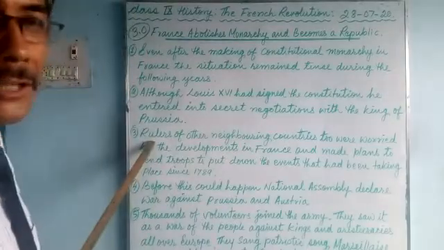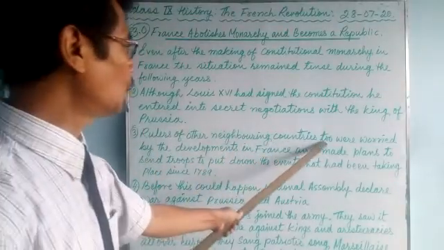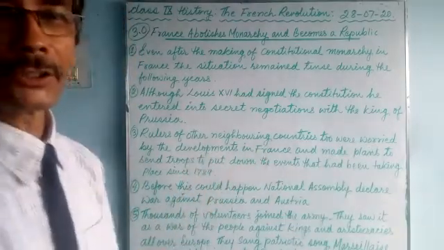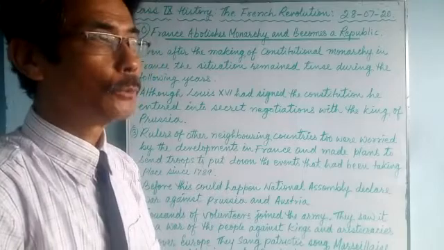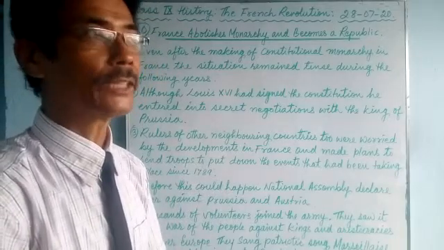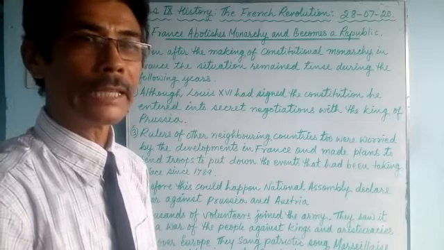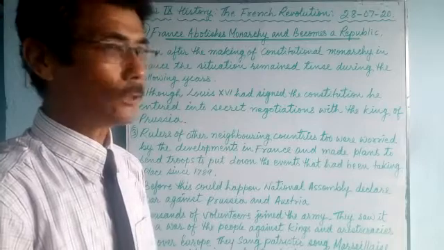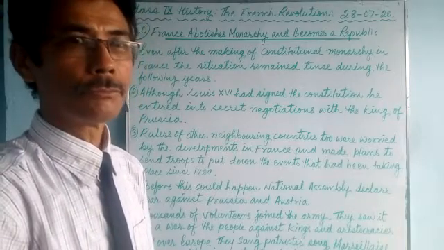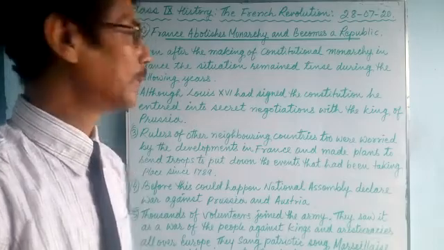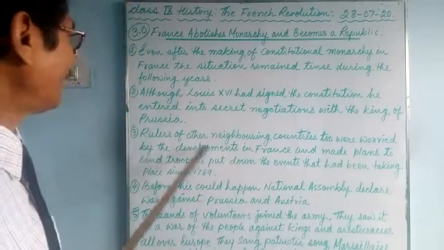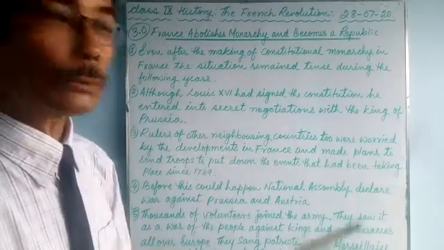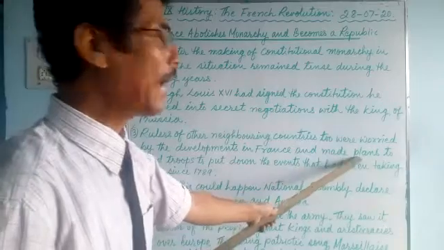The rulers or kings of other neighboring countries too were worried by the developments in France. What was happening there? They were creating a National Assembly, the power of the king was limited, a constitutional monarchy was formed, and later on any time the king could be thrown out and his power taken away. So other rulers were worried and made plans.